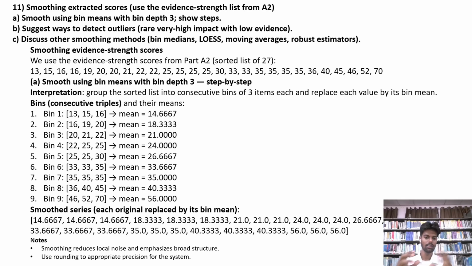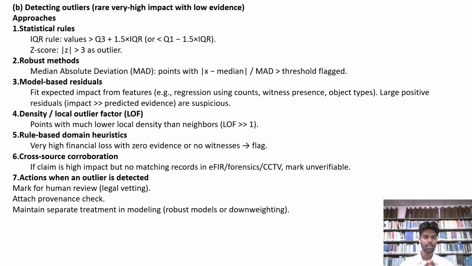This smooths the series, each original value replaced by its bin mean. Note: smoothing reduces local noise and emphasizes the broad structure. Use rounding to approximate the precision for the system. Part B, detecting outliers, very rare, high impact with low evidence. Approaches: statistical rule, the IQR rule, a value greater than Q3 plus 1.5 times IQR or less than Q1 minus 1.5 times IQR. Z-score: the absolute value of Z greater than 3 is an outlier.